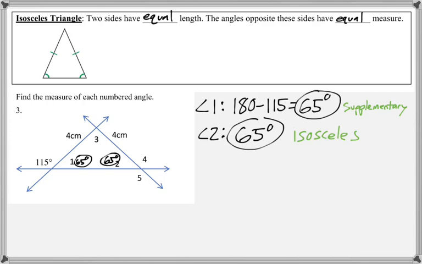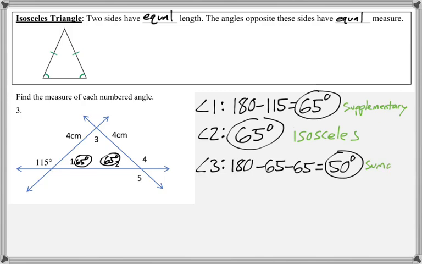Now we can find angle 3 because we know the other two angles of the triangle. So any triangle, the 3 angles have to add up to be 180. So if I take 180 and subtract the two 65s, then that's going to get me 50 degrees. And again, this is because of the sum of the angles of a triangle. So I know that that is 50 degrees.